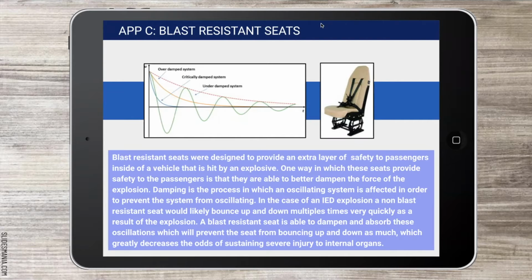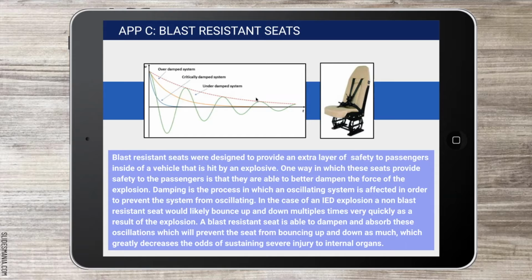There are three different types of damping systems: overdamped, critically damped, and underdamped. Overdamped systems move slowly toward equilibrium. An underdamped system moves quickly toward equilibrium but will oscillate about the equilibrium point as it does so. A critically damped system moves as quickly as possible toward equilibrium without oscillating about it, as shown in the graph above. Damping is the process in which an oscillating system is affected in order to prevent it from oscillating.